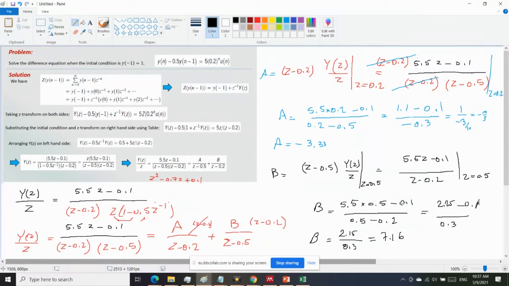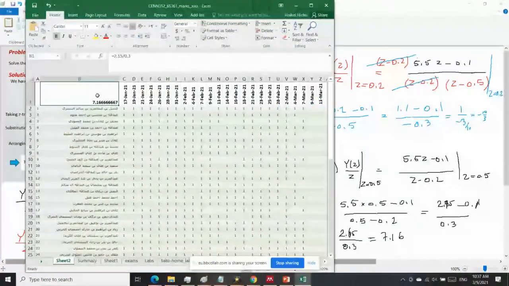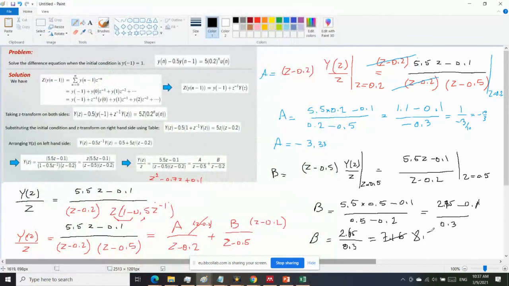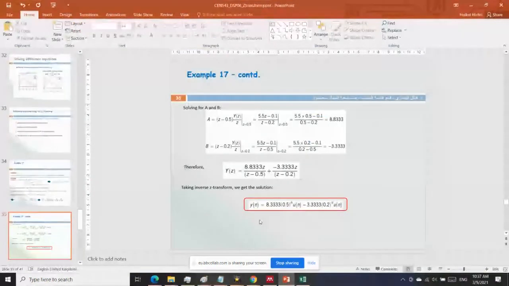5.5 times 0.5 minus 0.1. So what's the problem? Oh, it's 2.75. Okay, correct, because half of 5 is 2.5 and then half of 0.5 is 0.25, so it comes out as 2.75. Okay, 2.75 minus 0.1 makes it 2.65 over 0.3, so 8.83. Okay, so now we get the same answer, and therefore now I have the first part and the second part.